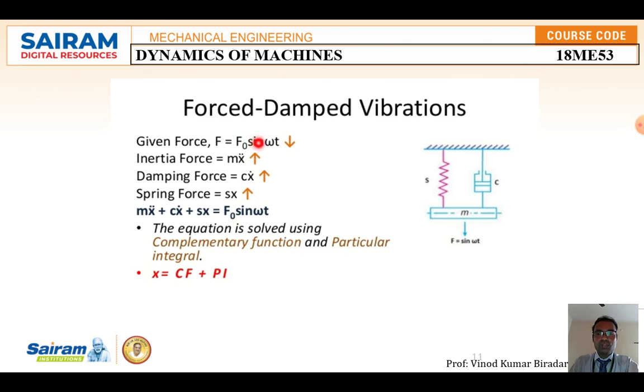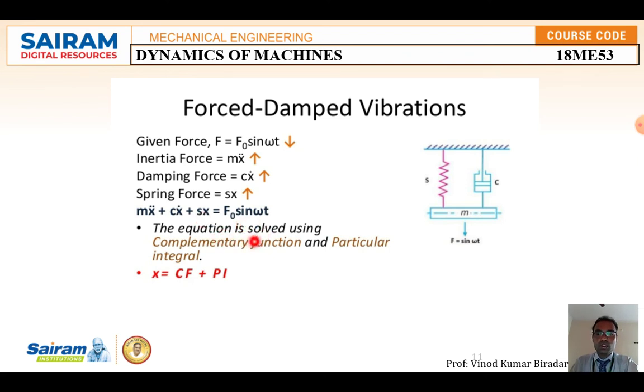The given force F equals F naught sin omega t acts in the downward direction. The inertia force is always opposite to the motion: m x double dot is the inertia force. The damping force, c x dot, and the spring force, S x, also act in the upward direction. Only the harmonic force acts downward. According to D'Alembert's principle, the summation of inertia forces equals the external forces. So m x double dot plus c x dot plus S x, some books use k, no problem, equals the harmonic force F naught sin omega t.